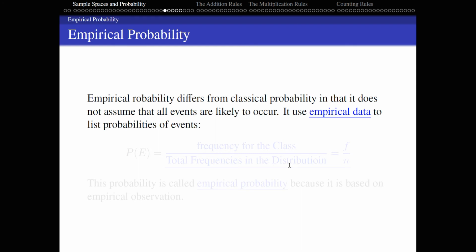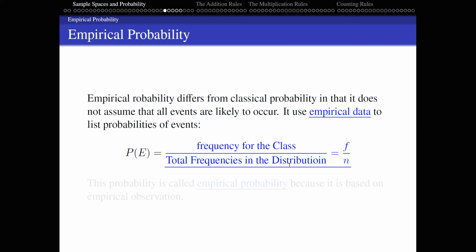From classical probability to empirical probability. Complements happen in both, but typically in classical because classical uses sample spaces. Empirical probability is very different from classical probability because it doesn't assume that all events are equally likely to occur. It uses data to list the probabilities of events after observation. So empirical is show me the data. That's what the empirical probability is all about.